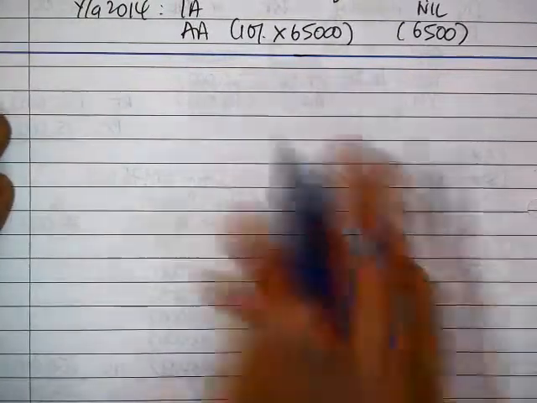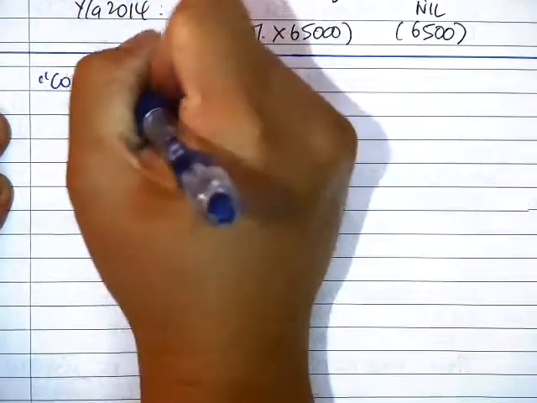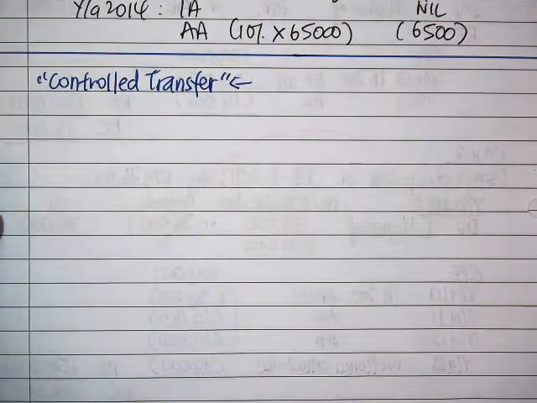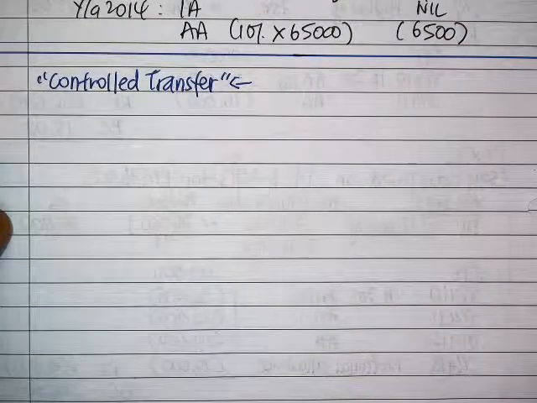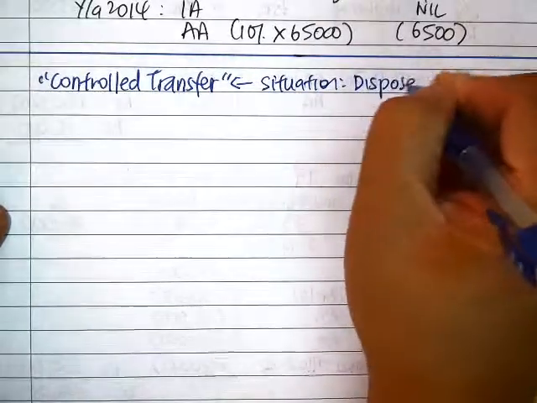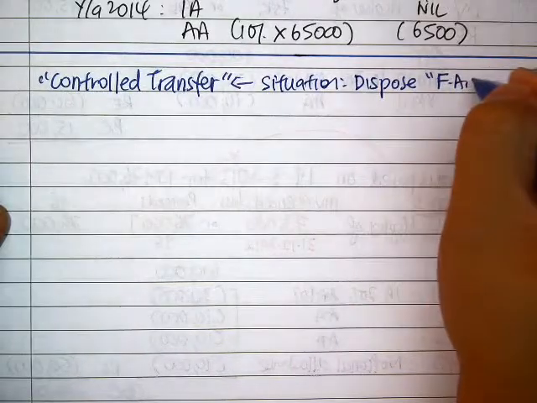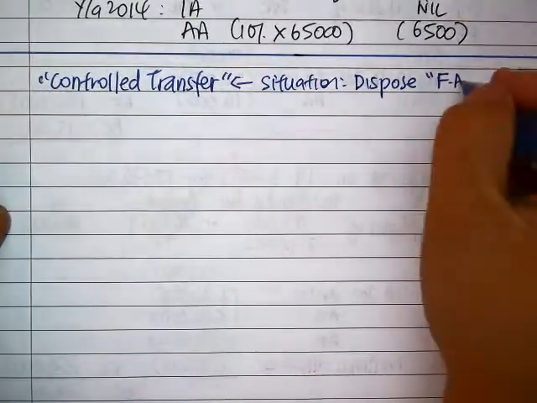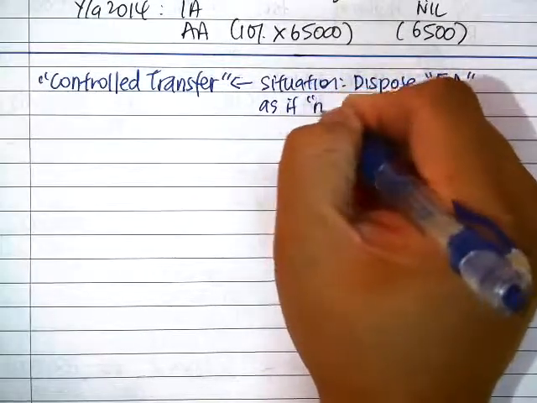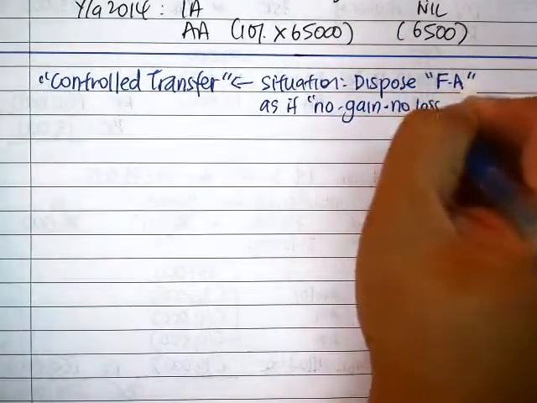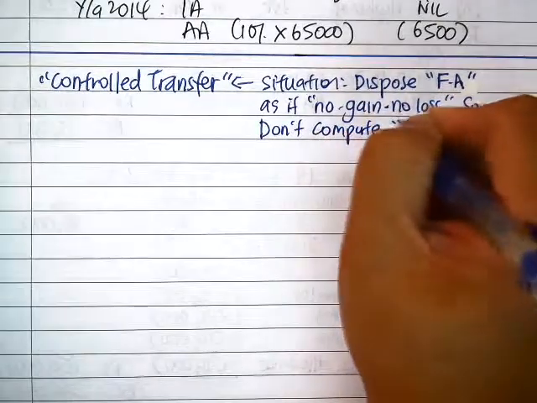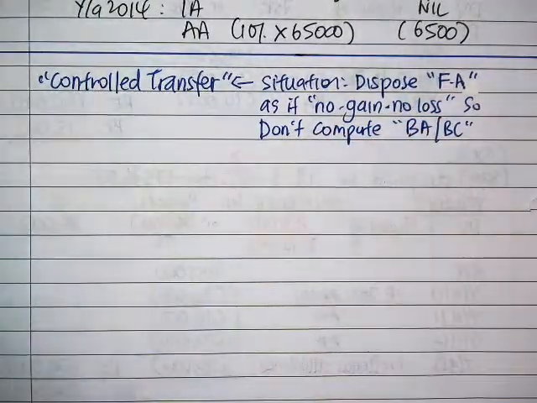Now, control transfer. See, in law, a control transfer, disposal subject to control, is actually a situation where you dispose of your fixed asset as if there is no gain, no loss, so you don't have to compute BA or BC.